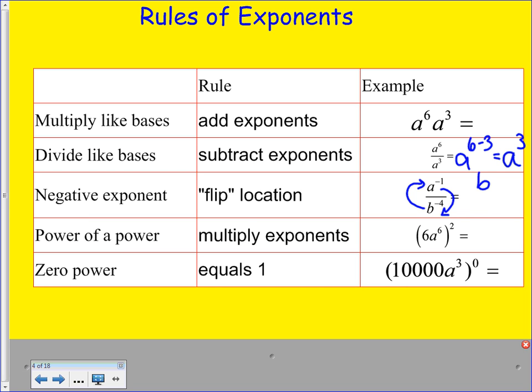So the b to the 4th is going to come up top, and the a to the 1st is going to come to the bottom. Now we can't simplify this any further because b and a are different letters. We cannot subtract the exponents because they are being divided by different bases. So that is as simplified as it gets.